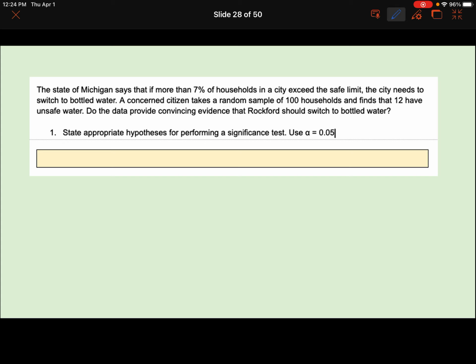there we go. Okay, State of Michigan says that if more than 7% of households in a city exceed the safe limit for lead, the city needs to switch to bottled water. A concerned citizen takes a random sample of 100 households and finds that 12 have unsafe water. Do the data provide convincing evidence that Rockford should switch to bottled water?